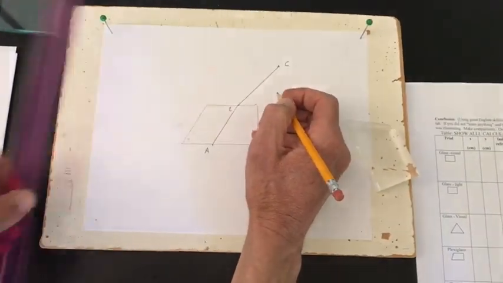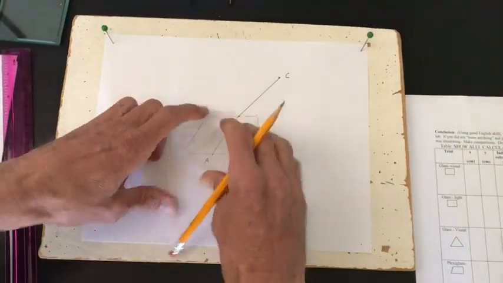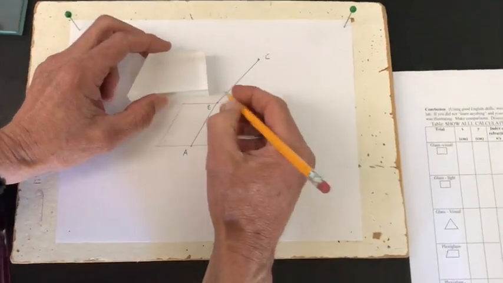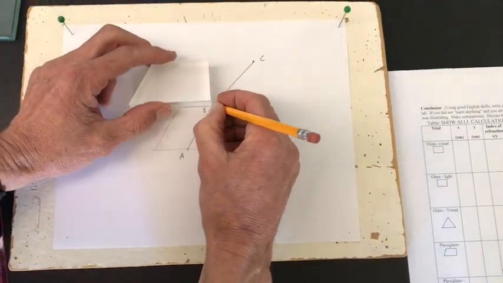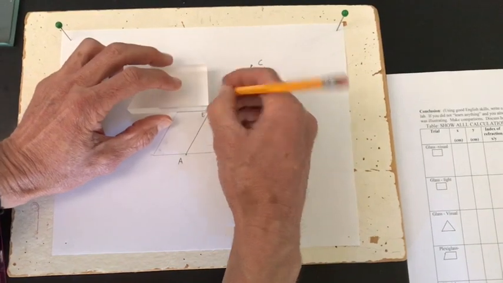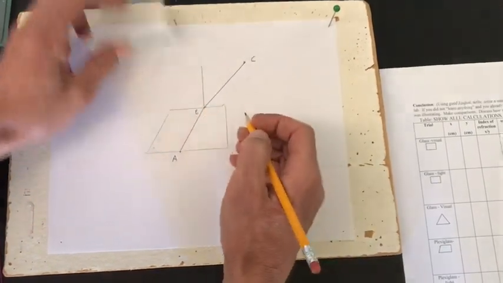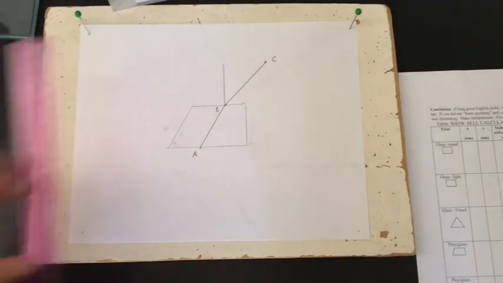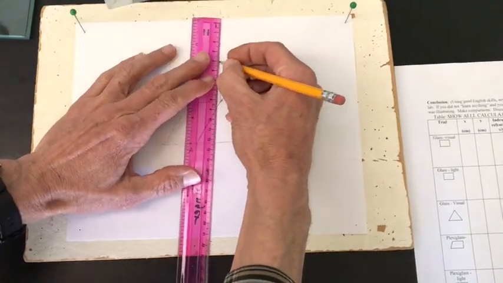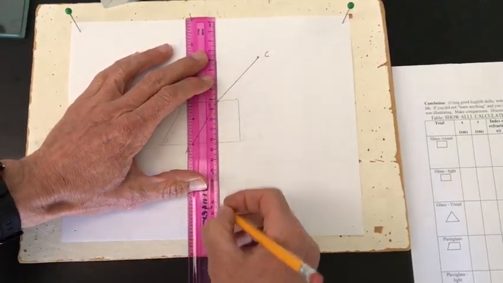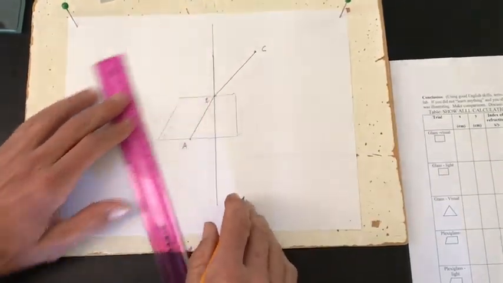Then we need to draw a line that is perpendicular to this, and I'm going to be very practical here and use this plexiglass to give me a right angle. Then I'm going to extend that right angle all the way through.